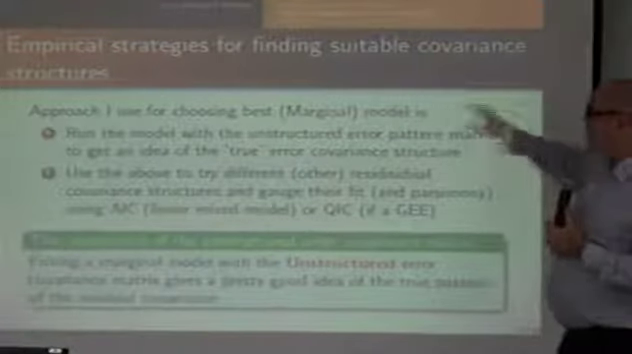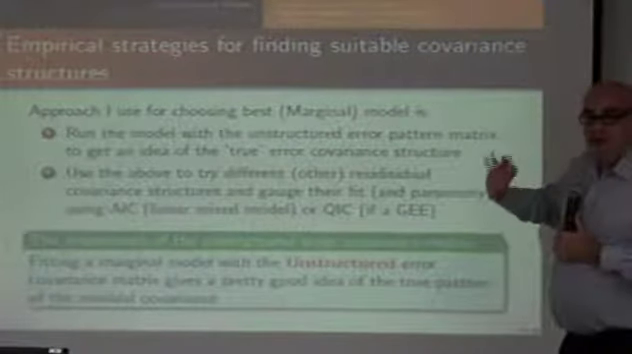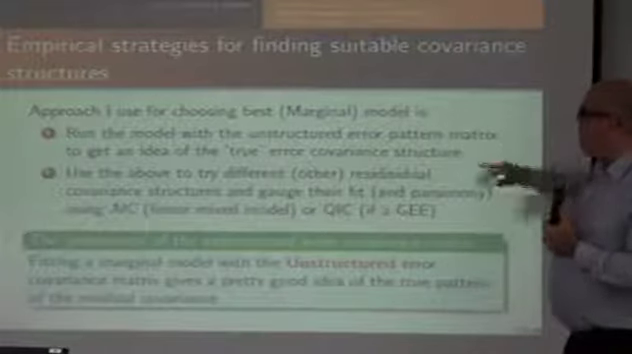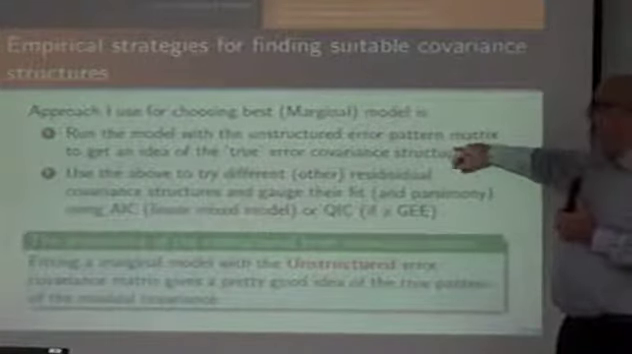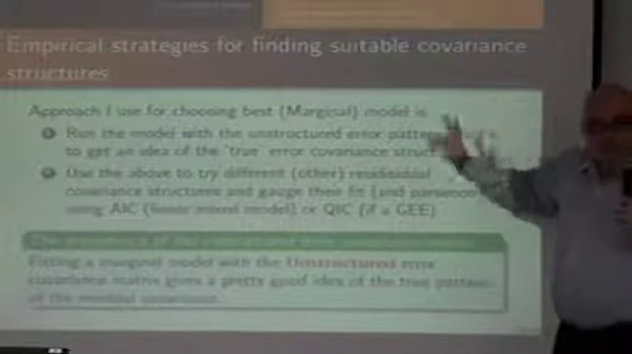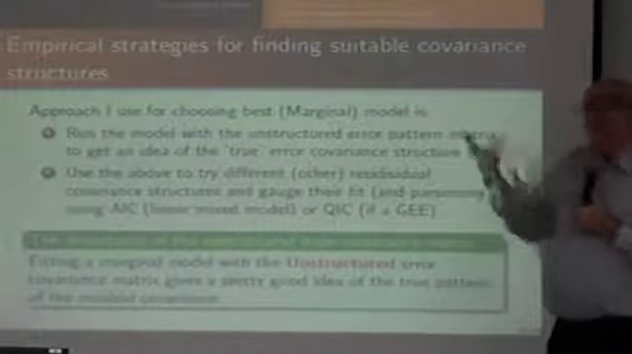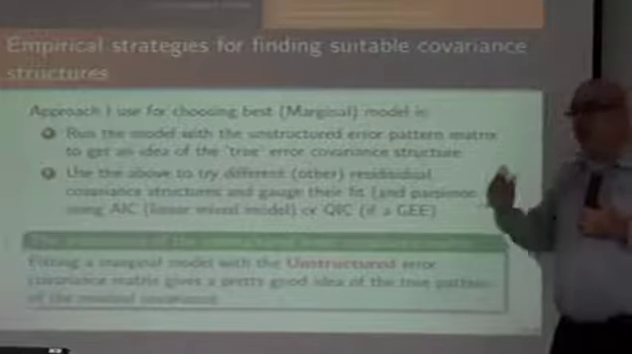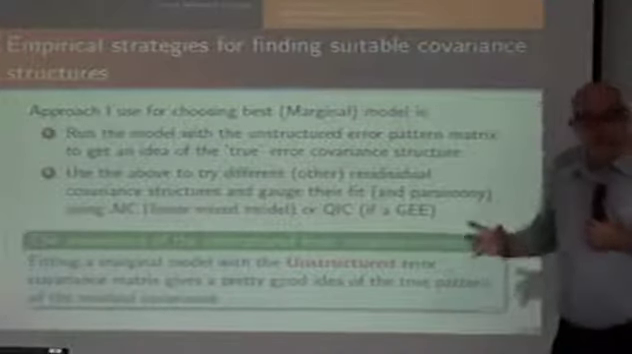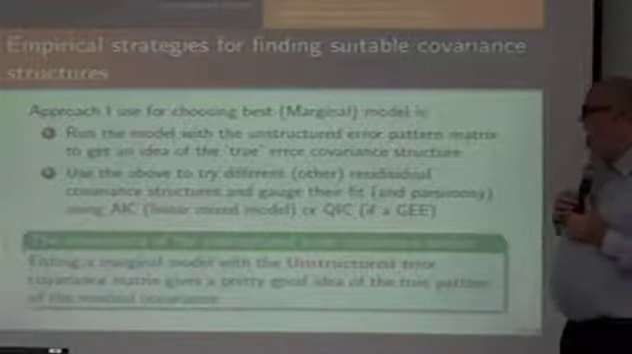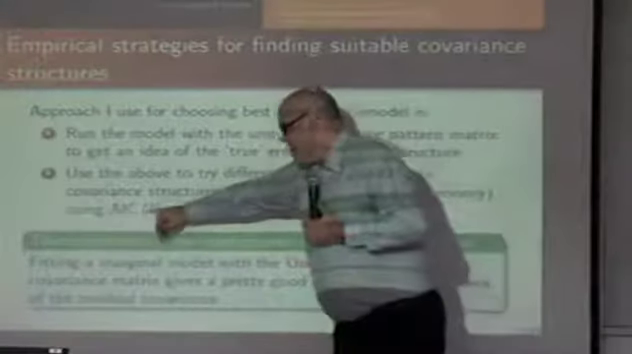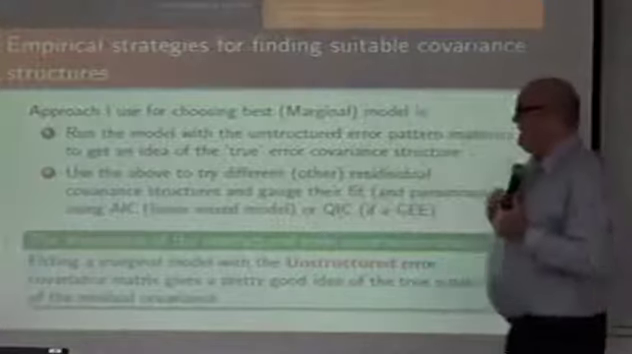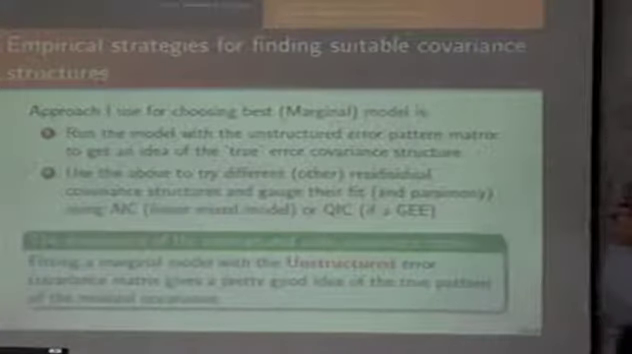Okay, so as I mentioned, there's two things I will do if I run a marginal model. Run the model with the unstructured error pattern matrix to get a picture of the true structure, and then be guided by that. If it looks compound symmetric or it looks like AR1, I will then go and fit that, and use one of these fit measures or parsimony measures, AIC or QIC, to gauge it.